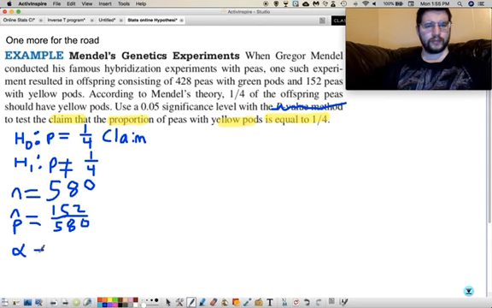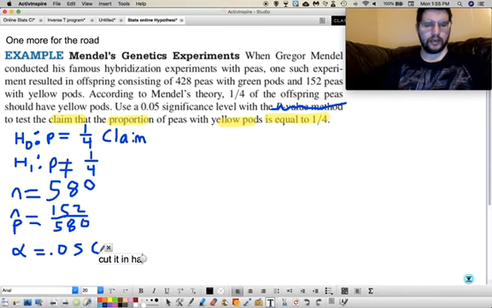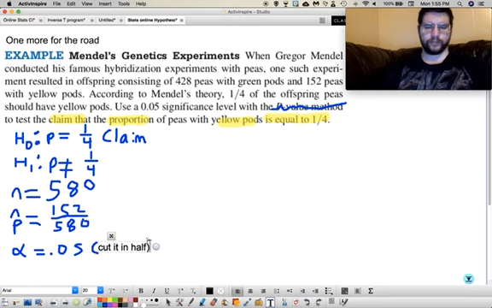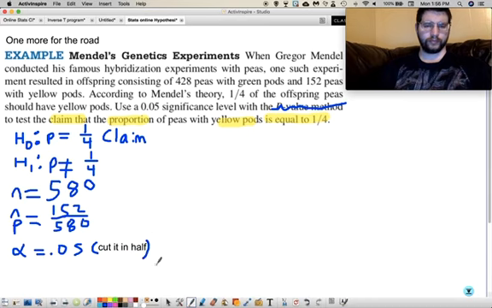Alpha, 0.05. So let's make ourselves a little note. Cut it in half, because it's a two-tail. And P is 1/4. That makes Q 3/4.